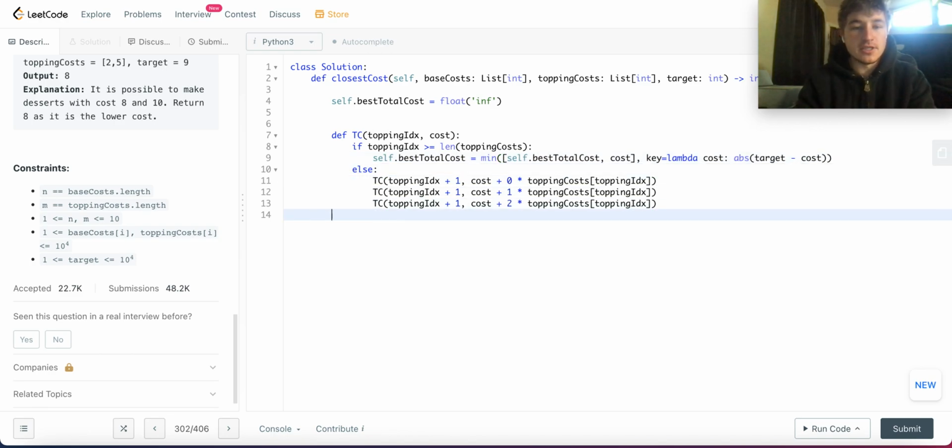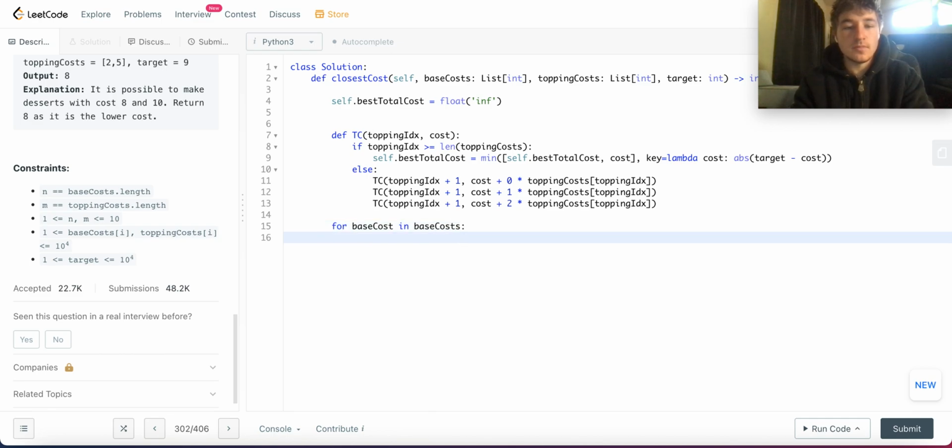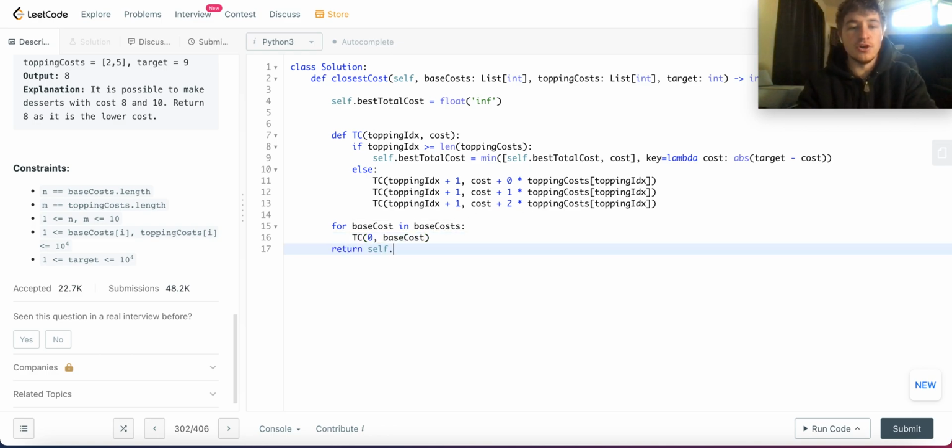So now what I do is I just run total cost. I'll look at each base cost in base costs, and then I'll run TC. I'll find the total cost of starting with the first topping, so index 0. And the initial cost is just the base cost, right? Because the first thing I have to account for when I'm summing up the price is the cost of the ice cream itself. And at the end, I'll just return the best total cost that I found using this approach.